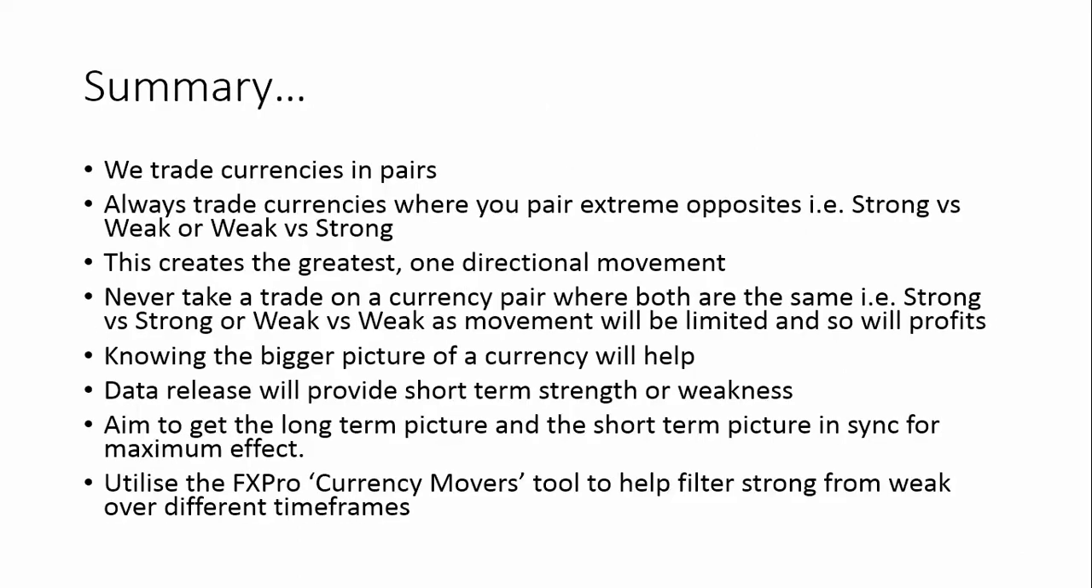Okay, to summarize, very, very powerful topic here. We trade currencies in pairs, so you know that now, so we always want to be pairing extreme opposites. Strong versus weak, or weak versus strong, depending on which one's the base and which one's the terms. When you do that, it creates the greatest one-directional movement, which is key and critical for trading success, because you will speculate on that direction.